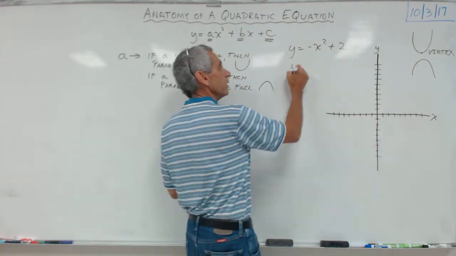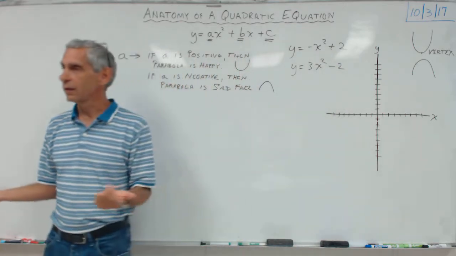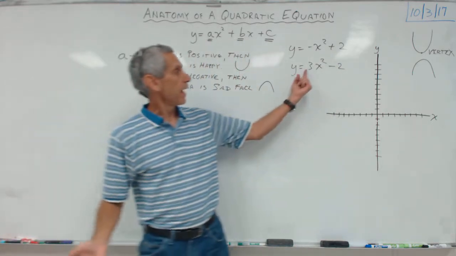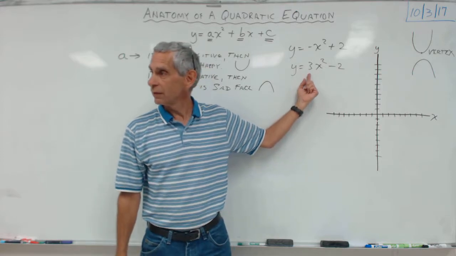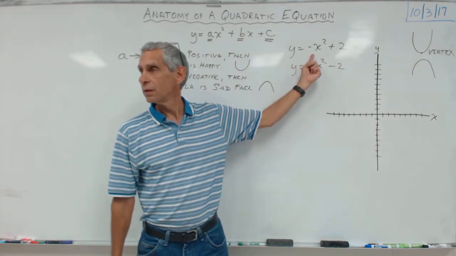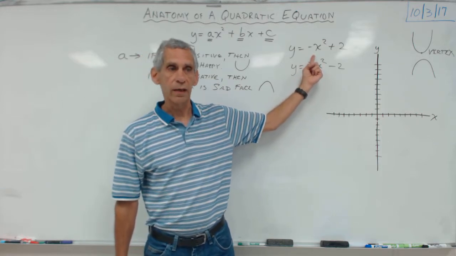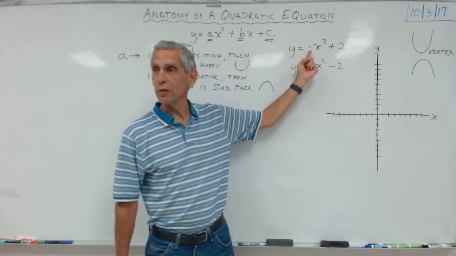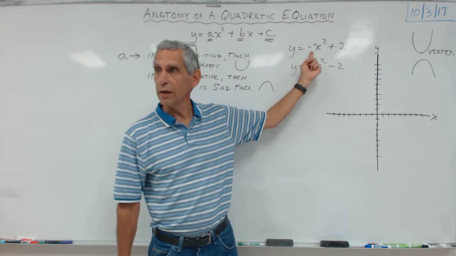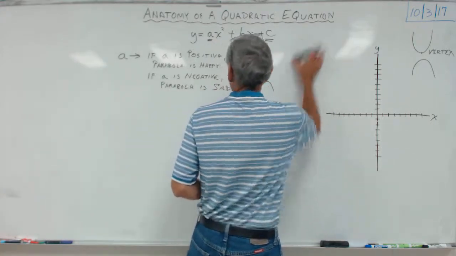If I said y is equal to 3x squared minus 2, what's that going to be? A happy face, because 3 is positive. Does it make sense? What is A in this one? Negative 1, right? If there's not a number, it's 1. So negative 1 is your A in this case. Okay, all right, so that's that.